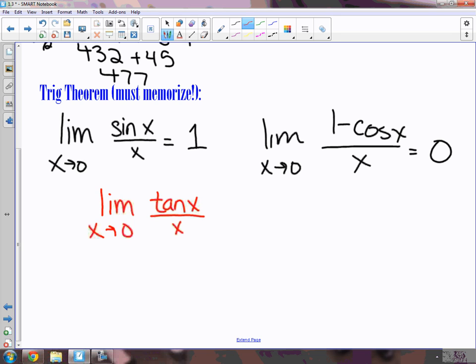So the tangent, I'm going to put sine of x over cosine of x divided by x. Okay, and then you learned back in algebra, dividing by something is the same as multiplying by its reciprocal. So I'm going to rewrite it. Sine of x over cosine of x times 1 over x.